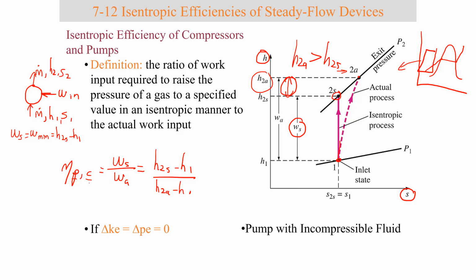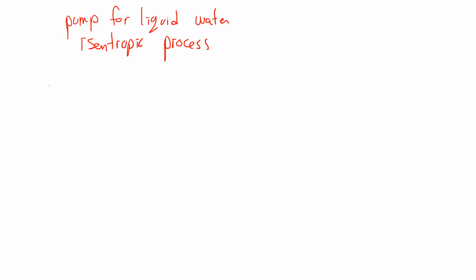Now, for the special case of a pump, I want to show you that there's another way you can quantify isentropic work. So we're going to look at a pump for liquid water, and we're going to look at the isentropic process. We all know that for a pump, the work in is going to equal h2 minus h1, in per mass terms. If I do a first law analysis on a pump or a compressor, this is what I get: the work in equals the enthalpy coming out minus the enthalpy going in.